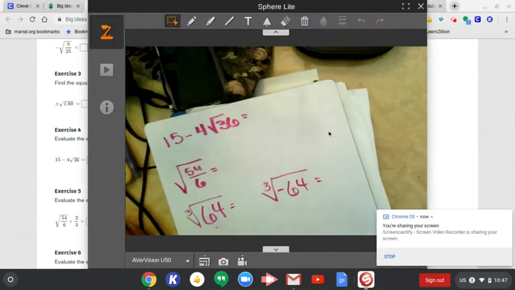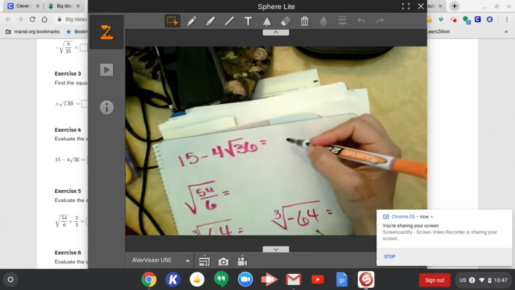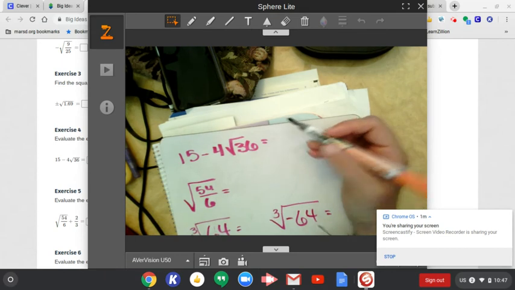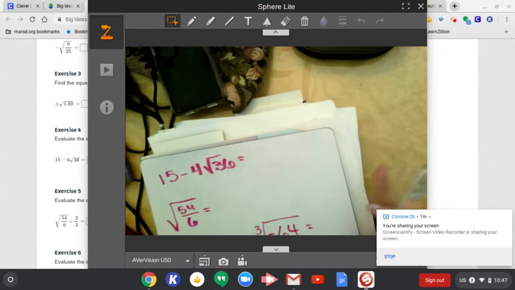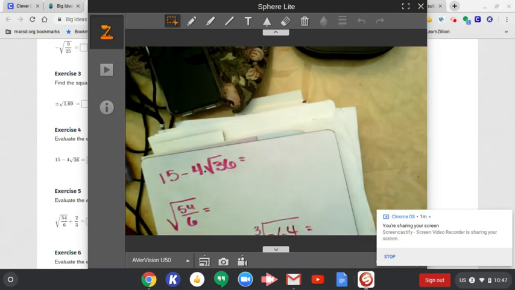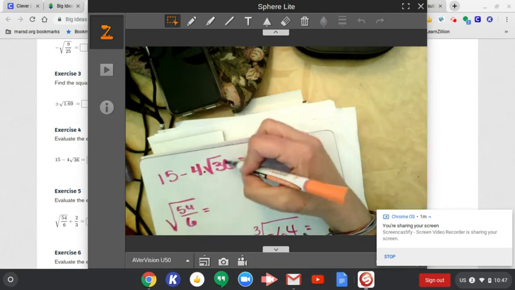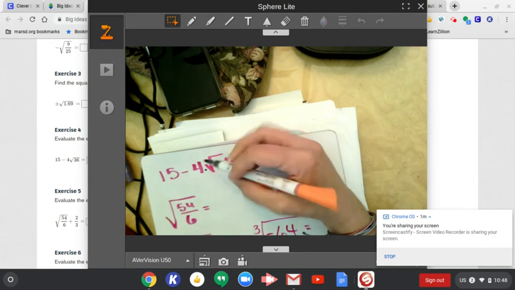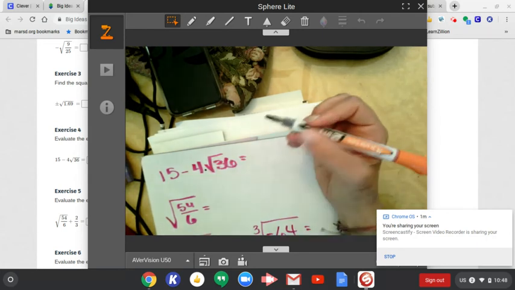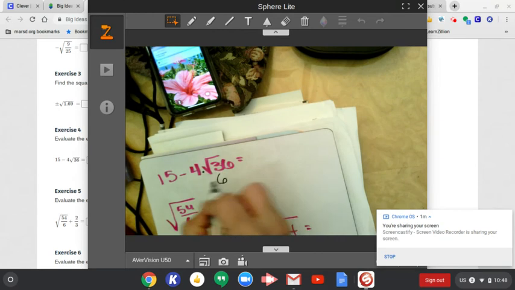Okay, so the first one you might ask about is here. It's an order of operations problem. Do not do 15 minus 4 first. That's not the order of operations. Order of operations is first, parentheses, exponents, multiplication, division from left to right, and then addition and subtraction from left to right. So first thing we're going to do, exponents and roots are kind of like the same thing. So what you're going to do is first take the square root of 36, which you all know is 6.